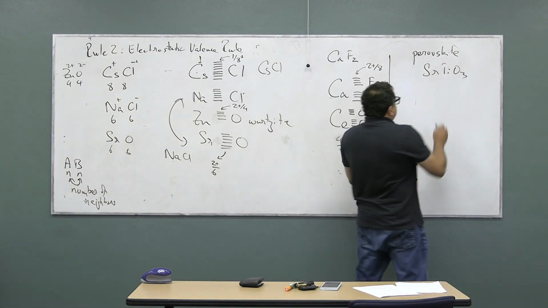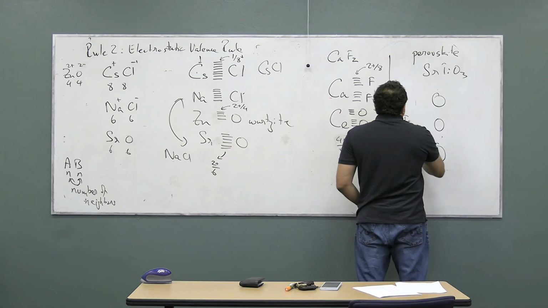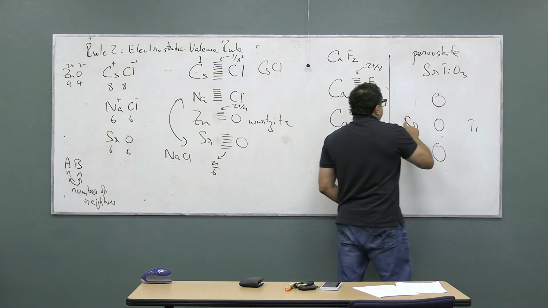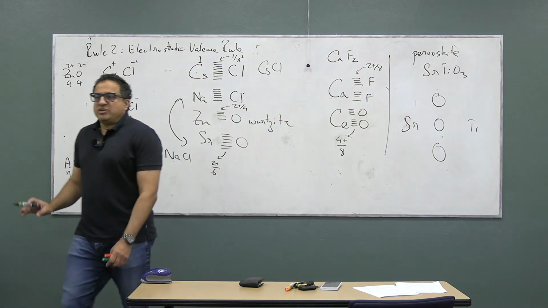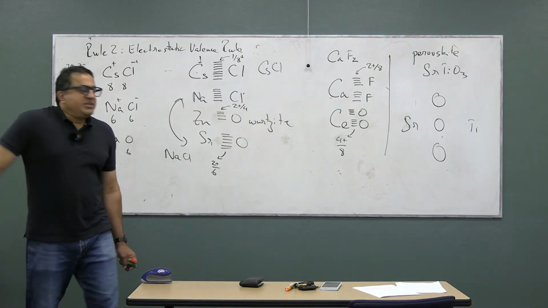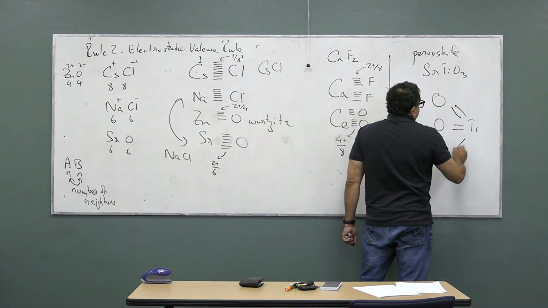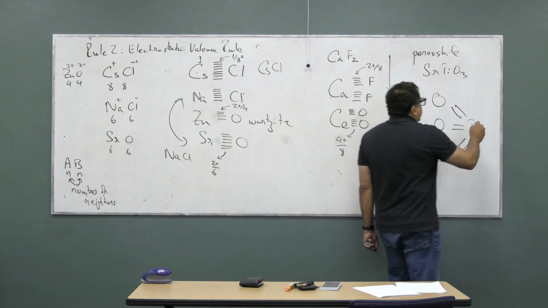So you draw the graph like this. Oxygen, oxygen, oxygen, titanium, or let's put strontium here, and let's put titanium here. So in the perovskite, if you look at radius ratio rules, titanium will say, I want to be octahedral. So each titanium has 6 oxygen neighbors. 1, 2, 3, 4, 5, 6. Right? Titanium 4 plus.